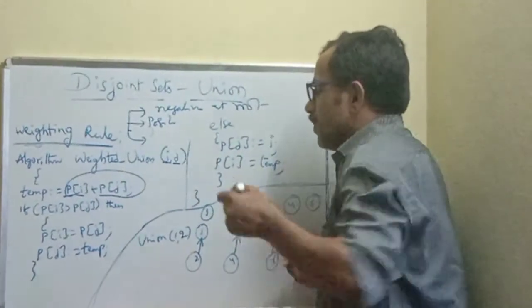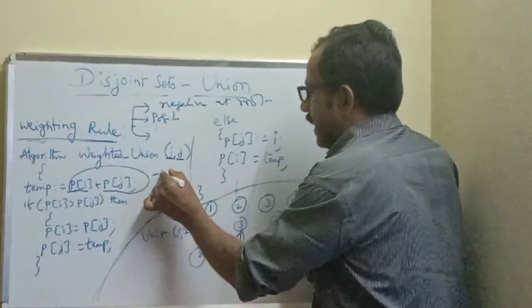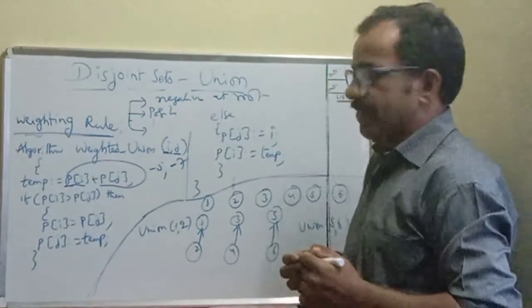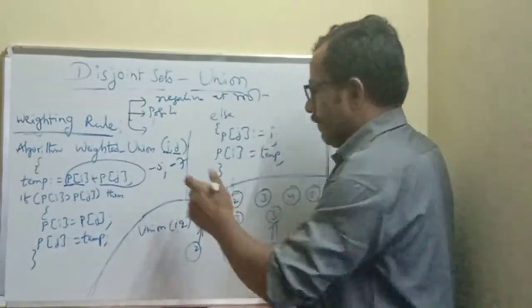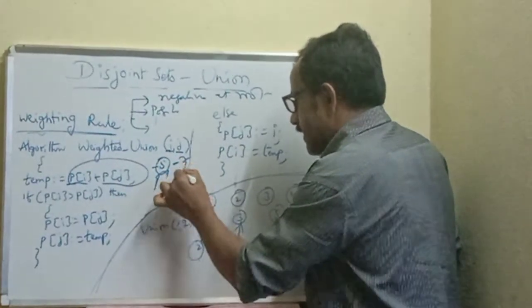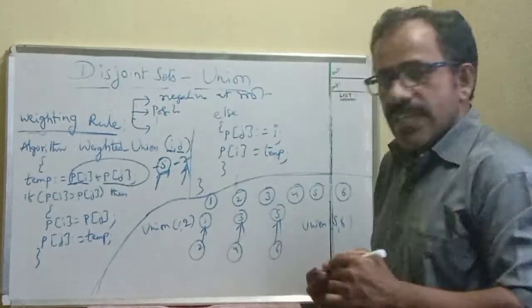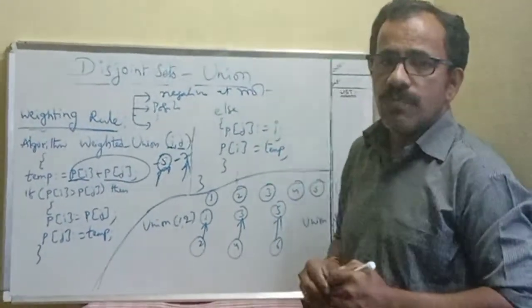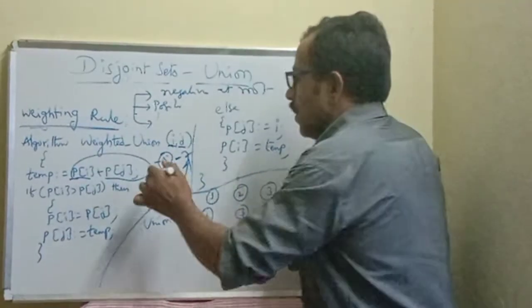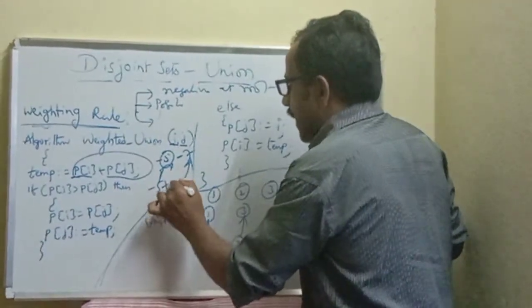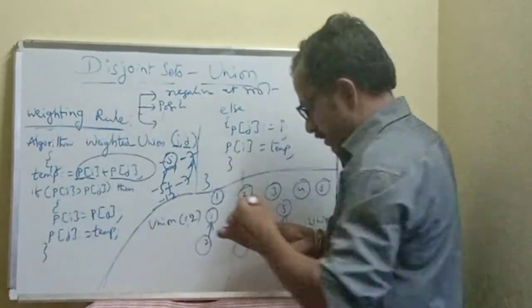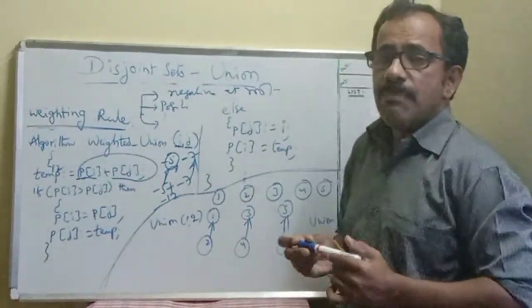Suppose the first tree's root node contains 5 and the second tree's root node contains 7. That means the first tree has 5 nodes and the second tree has 7 nodes, including the root node. Here, calculate the addition: minus 5 plus minus 7 is minus 12. Now take minus 12 in the temporary variable first.